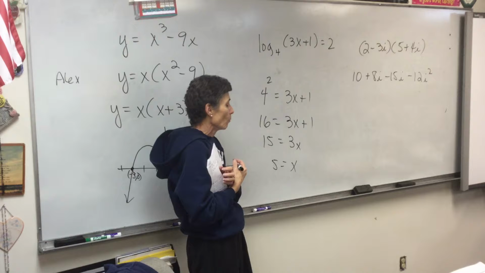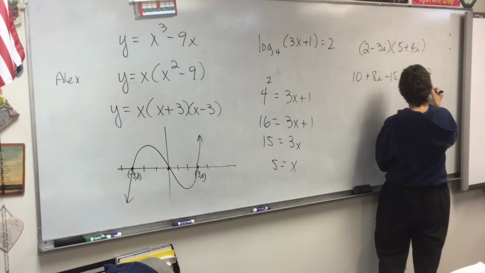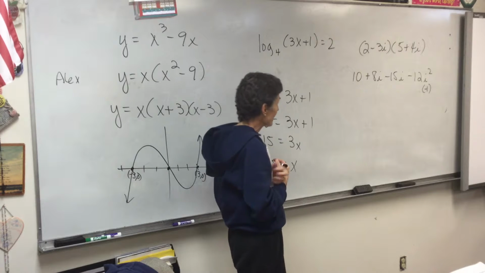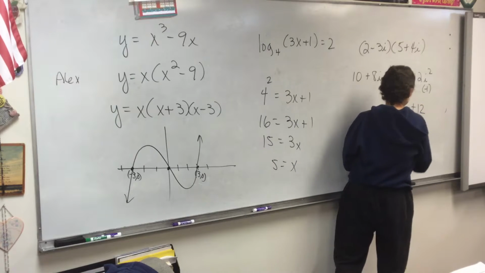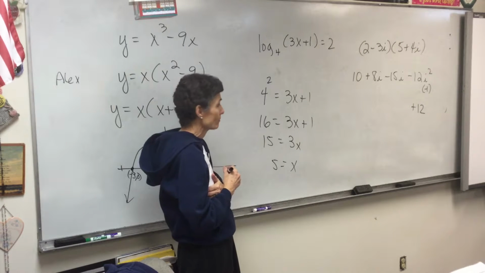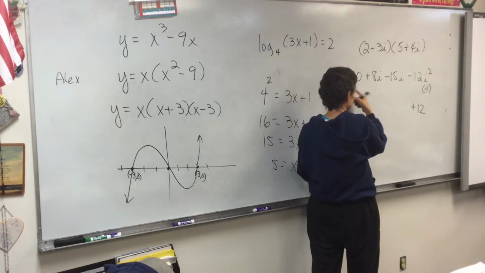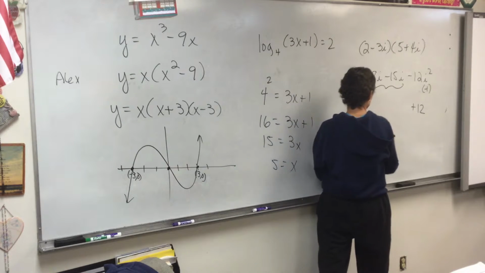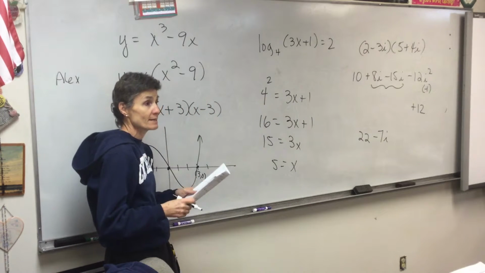But, what about i squared? i squared is -1. So you are not going to leave that as -12i squared. You're going to say it's -12 times -1, so that is just a +12. -12i squared is +12, which can be added to the 10 to make a 22. And these two can be added together to make -7i. So the answer to the problem is 22 minus 7i.